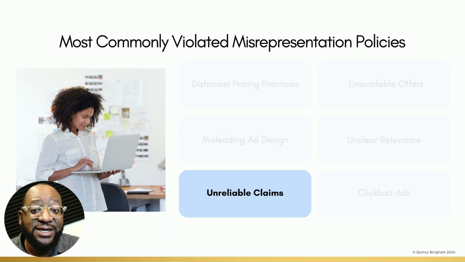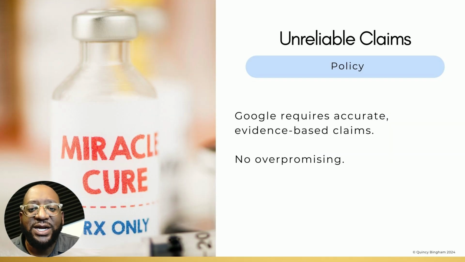All right, next up, unreliable claims. This one is an easy one for those in the healthcare business to violate, and you'll see why. Google's policy on unreliable claims is all about truth in advertising. You can't make exaggerated promises such as claiming a product is a miracle cure or guaranteed to work, even though these types of phrases are commonly used around products you might sell. Any claims you make must be backed by evidence. Ads must represent the product accurately and avoid creating unrealistic expectations for users.